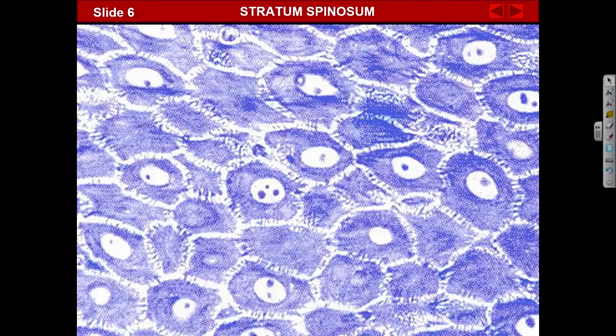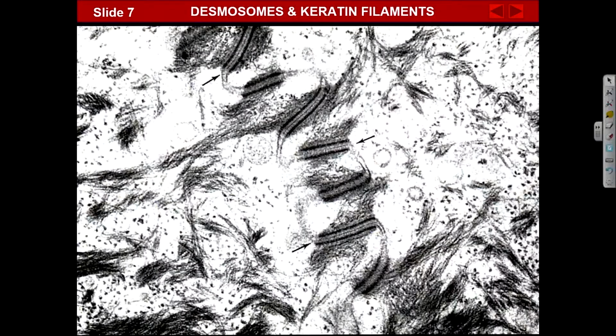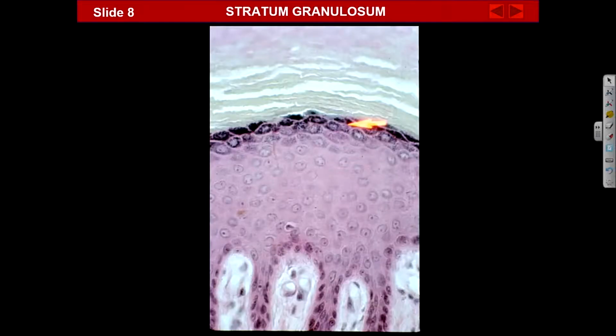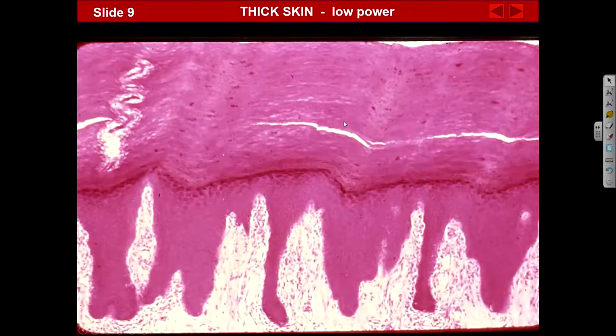Yeah, so here's the stratum spinosum again. You can see now that it's at high power, when the tissue shrank where the desmosomes are attached, you can see this appearance of spiny type cytoplasm. That's because these desmosomes are holding cells together via keratin filaments. Then the third layer of the living cells is the granulosum. You can see it's granular, and the granules give rise to this darker color as well. That's the last layer of the living cells. Then in thick skin we have a stratum lucidum, which doesn't really show up here, and of course the stratum corneum. These are all dead cells.